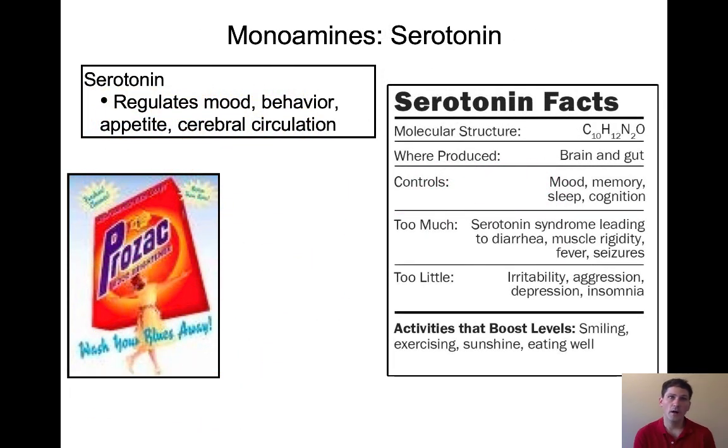So serotonin regulates mood, behavior, appetite, and the circulation in our brains. You can see that it is used for mood, memory, sleep, or cognition. And if we have too little, this is when we can become depressed or have aggression, become a little bit irritable. And as we'll see when we talk about drug use, if we flood our systems with serotonin, then we generally will have withdrawal of serotonin or a decrease in the production. It takes a while to make these, and so this is where this irritability and aggression and depression can come from after heavy drug use.